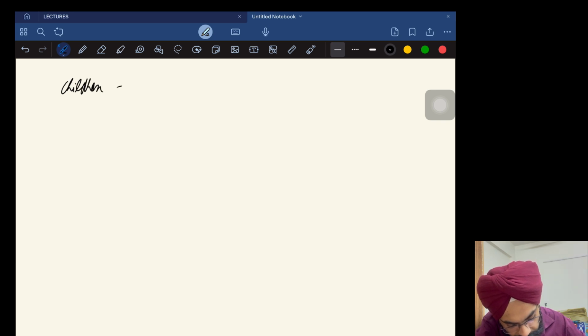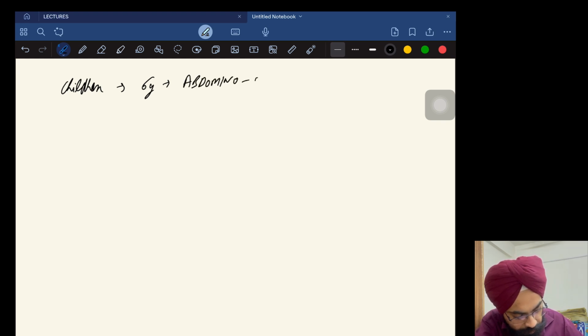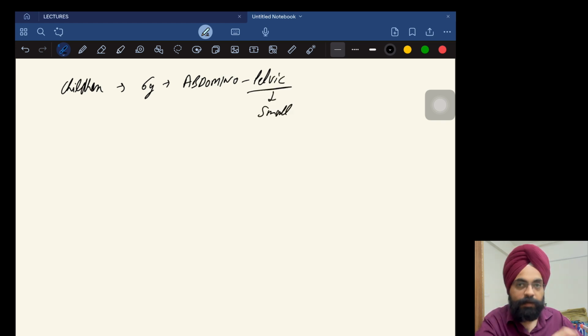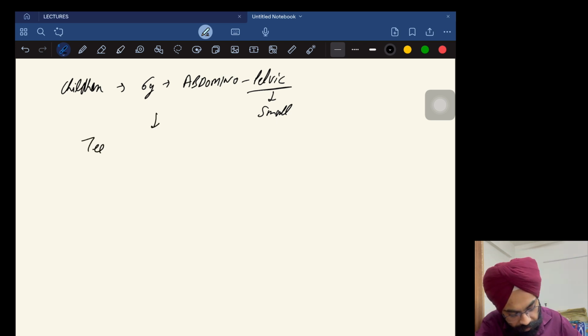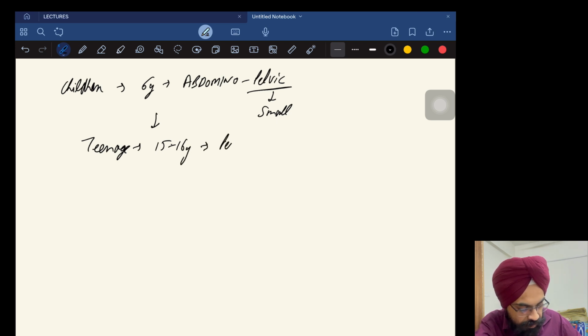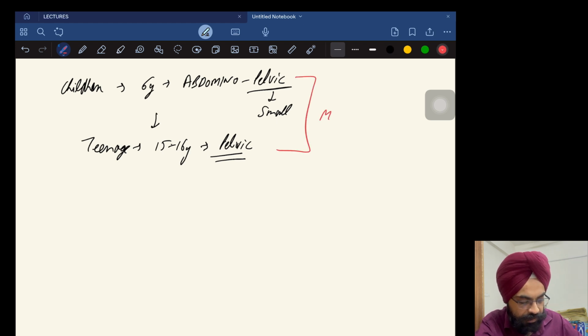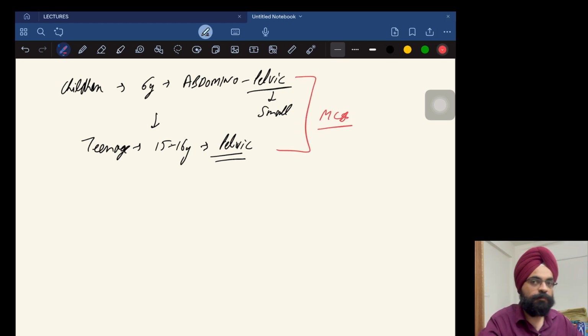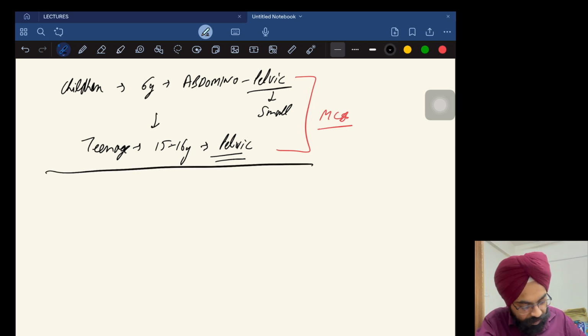Next important points. In children, approximately at the age of 6 years, it is abdominopelvic, because the pelvic cavity is small and it occupies a space even in abdomen. Then in teenage, around 15-16 years, it becomes completely pelvic. So this is again important, and it's a potential MCQ. Okay, then next is about the surfaces.